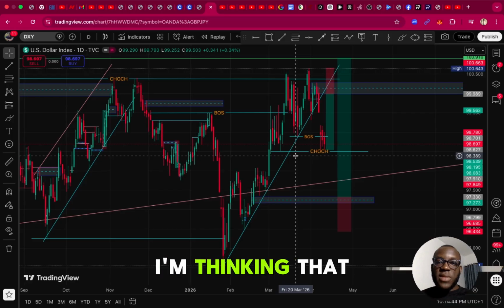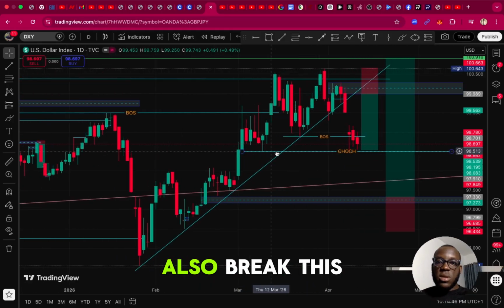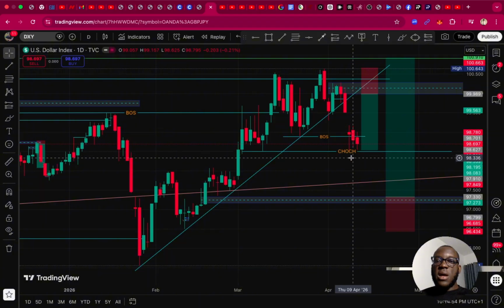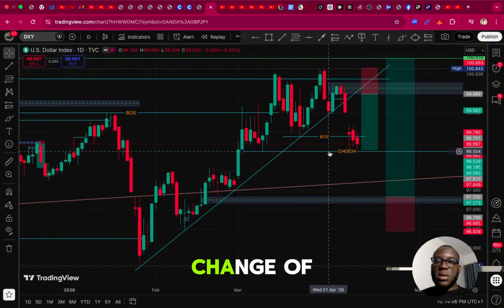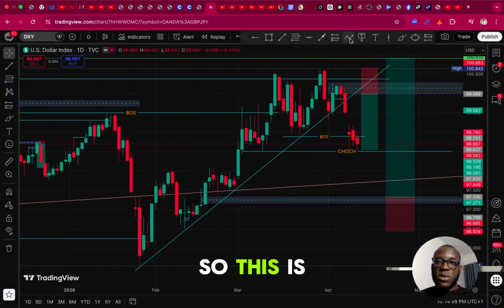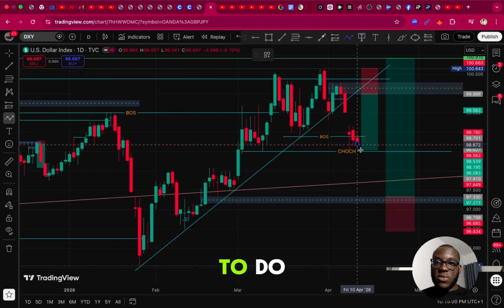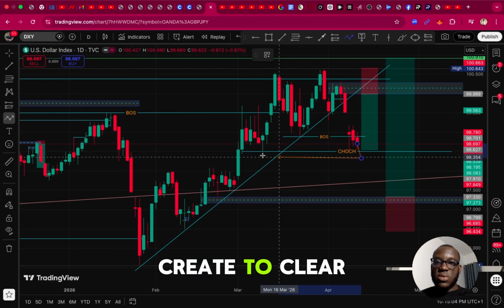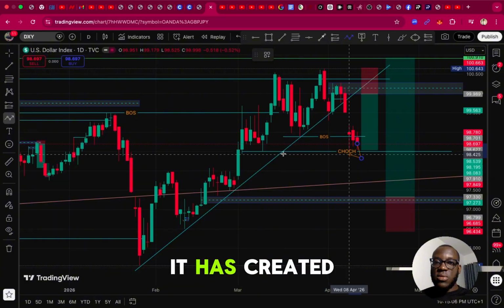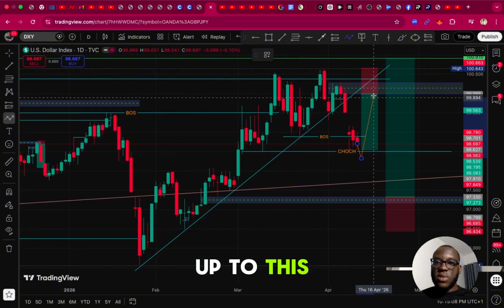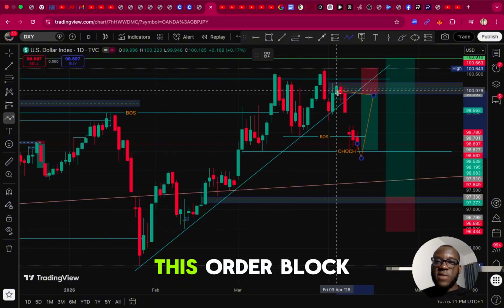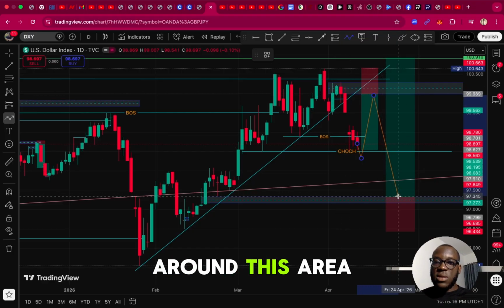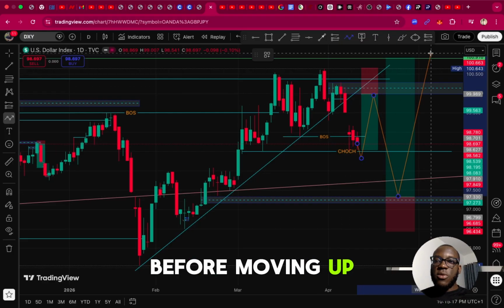And again, I'm thinking that the market will also break this support zone, giving us a change of character. So this is what I'm expecting. Tap here to clear this liquidity away. It has created liquidity. Then move up to this area where I have this order block. Then the market drops down to around this area before moving up.